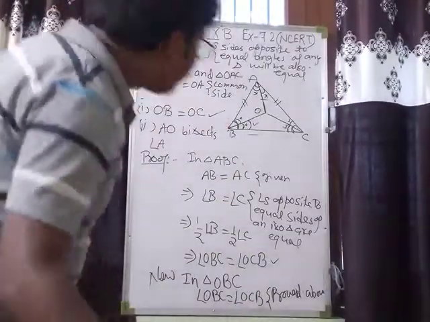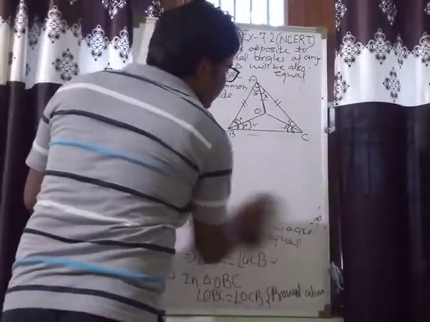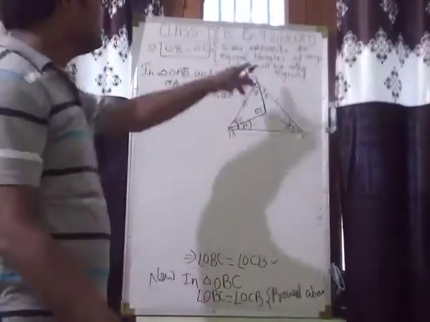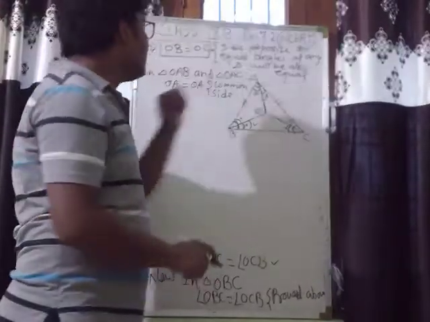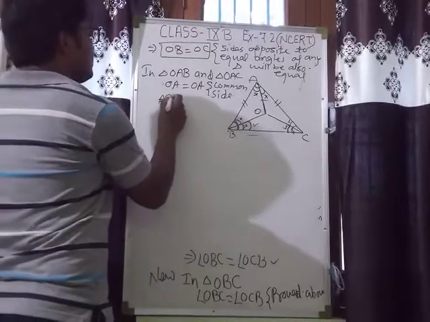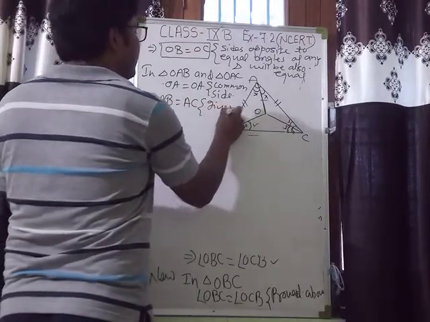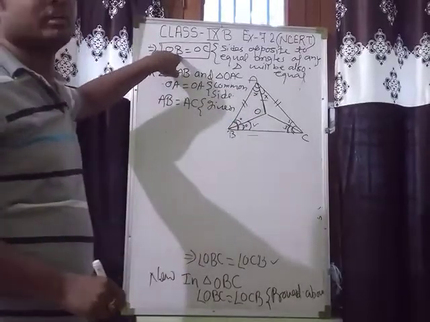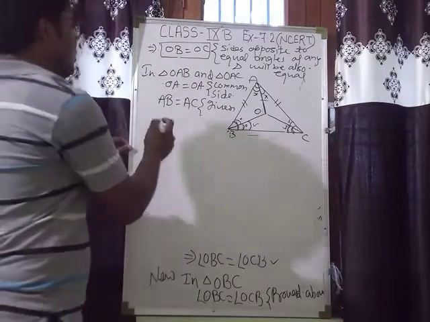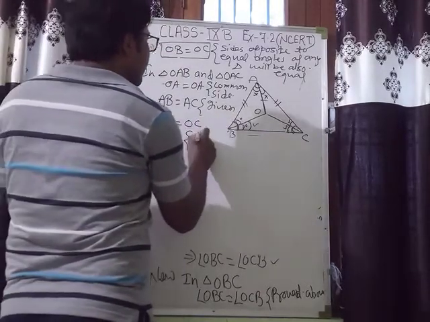And in the question it is given that AB is equal to AC. It is given in the question because triangle ABC is an isosceles triangle in which AB and AC are equal. So AB equal to AC, it is given. And OB equal to OC, we recently proved here. Okay? OB equal to OC, that is proved above.